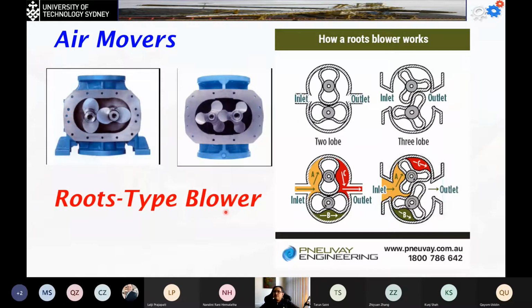So the roots type blowers, as you can see here, can have two plates or three plates. The flow is very easy, as these two plates are moving. We're going to have negative pressure on that side and positive pressure on the other side. Different arrangement, but the concept is always going to be the same.